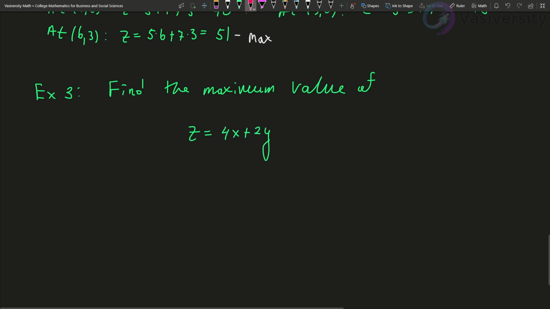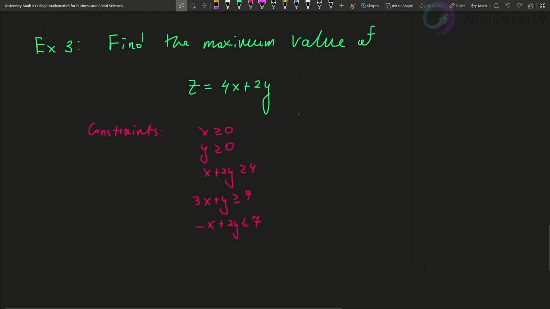Okay, and our constraints are going to be as following. We're going to have x again greater or equal to 0, y is greater or equal to 0, x plus 2y is greater or equal to 4, 3x plus y is greater or equal to 7, and negative x plus 2y is less than or equal to 7. Right, this is all of our constraints. So try to draw it by yourself. Try to draw it and show where the region is at.